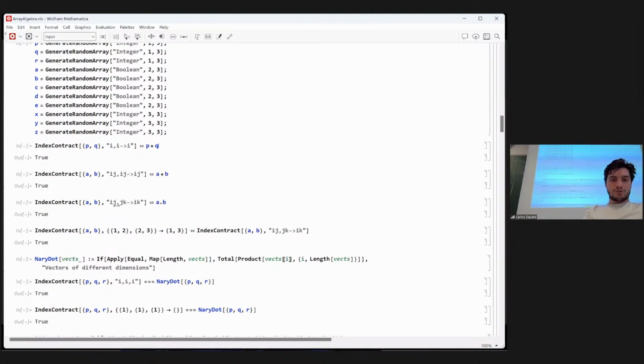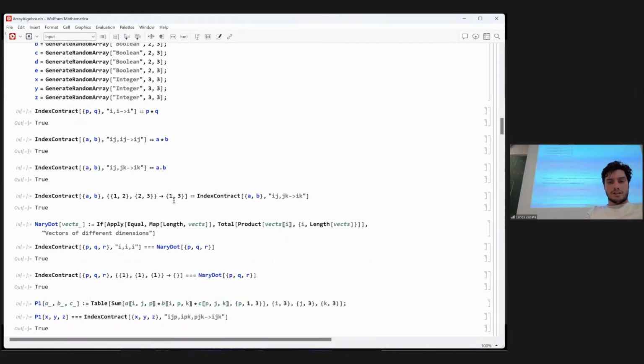Index contract, when you do contract, so for example, A, B are n by n matrices here, 3 by 3, I think. When you do I, J, J, K, but J is missing from the output, then it means that J has been contracted out. So this equals A dot B, which is Mathematica code for matrix multiplication.